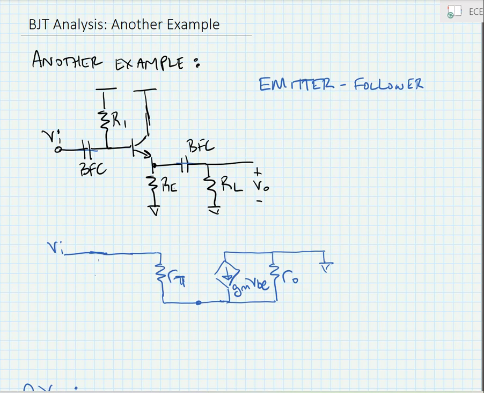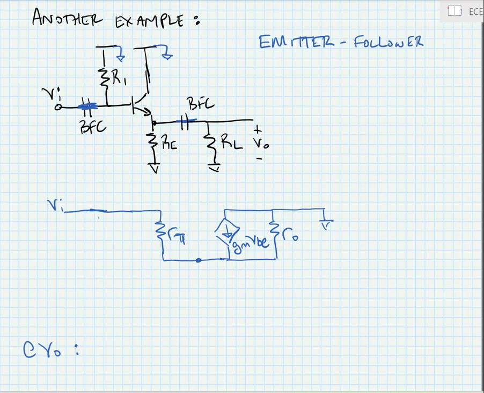Now, we're going to go ahead and try and go directly from this schematic to the small signal model. We're going to short the big capacitors, short the DC voltage sources. Okay, we can see that R1 is connected between the base and ground.